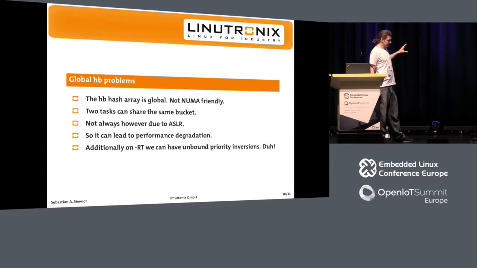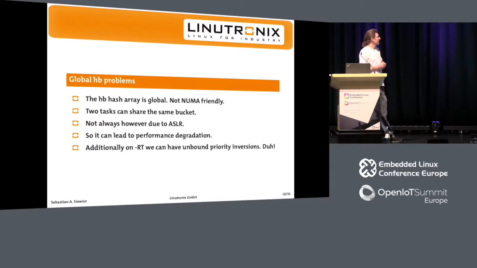So we have the amount of hash buckets that are allocated globally based on the number of CPUs at boot time. And as I said before, two tasks can share the same lock. And it's not always the same two tasks because due to memory randomization, the hash of the address can differ. And so we can have once this lock and then the other one. And it's not always obvious which processes are sharing the locks.